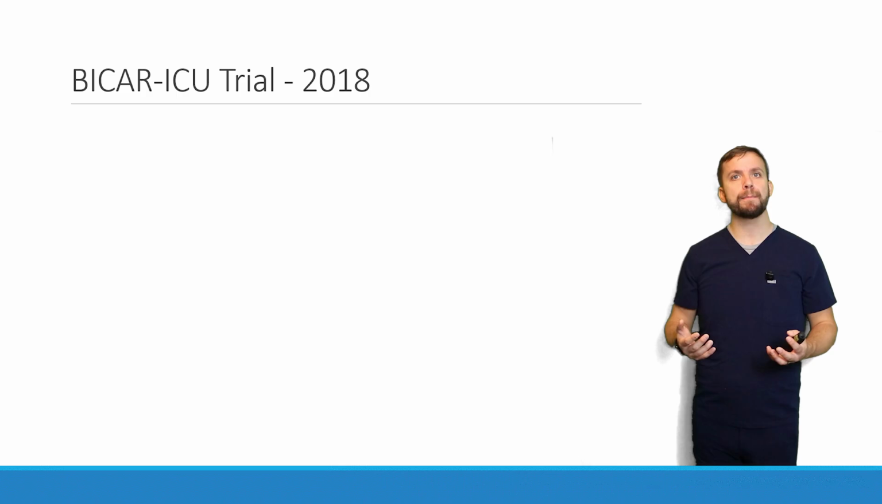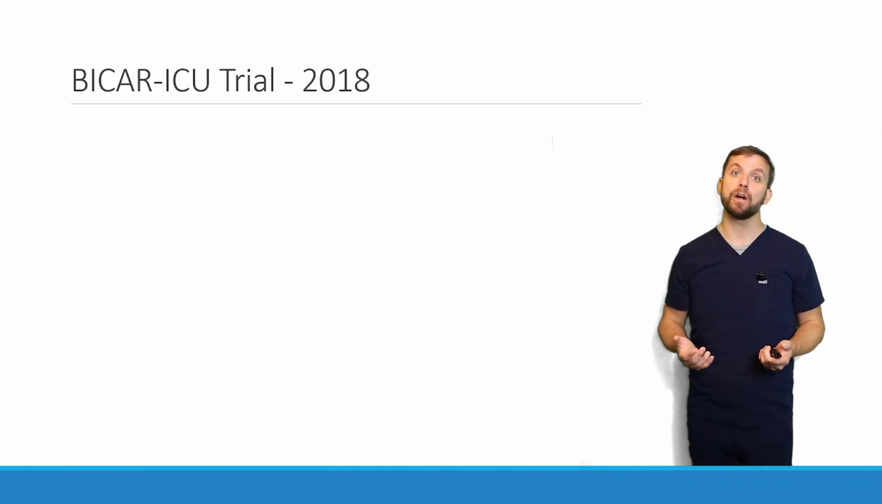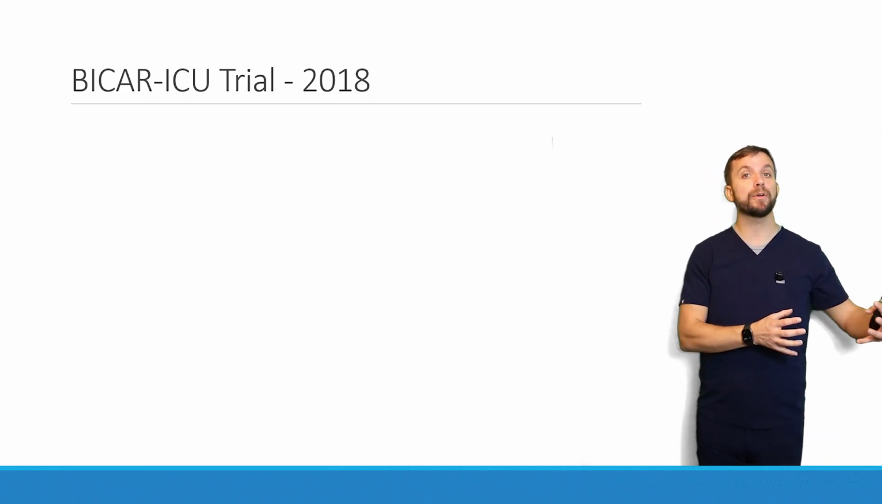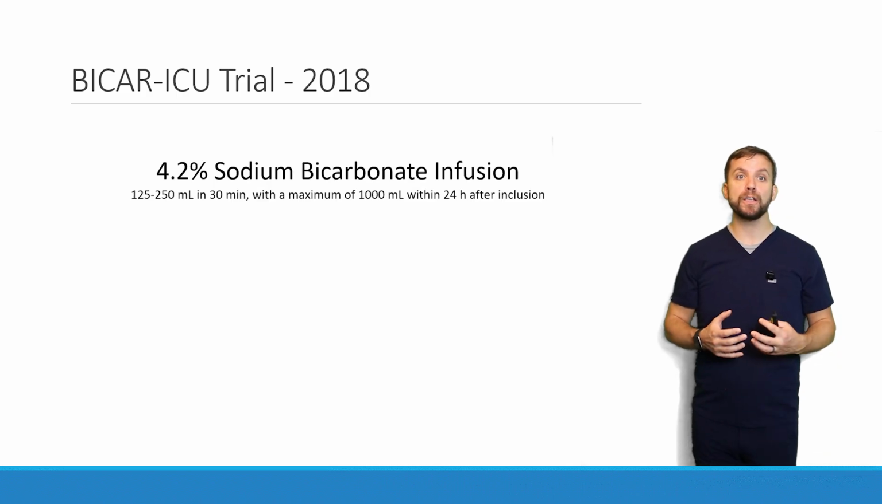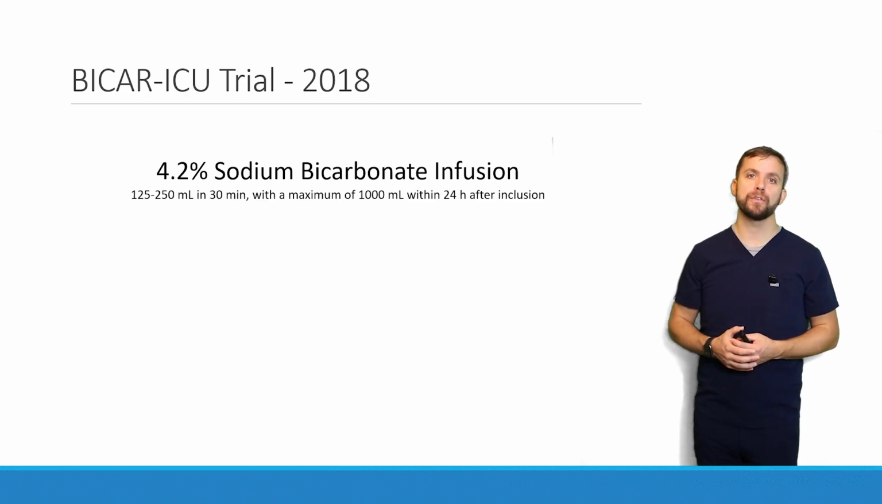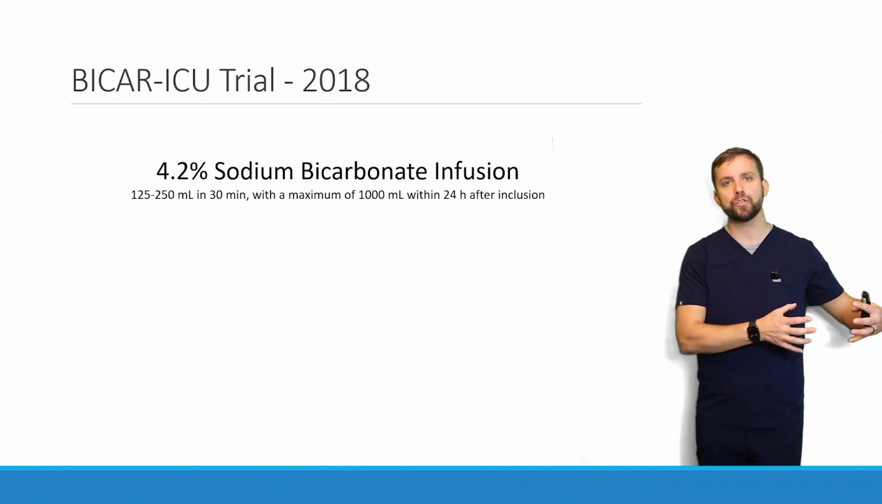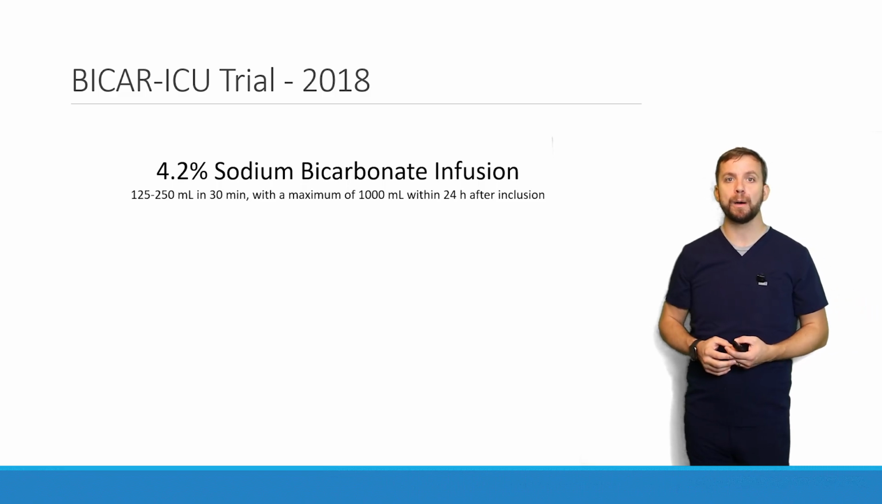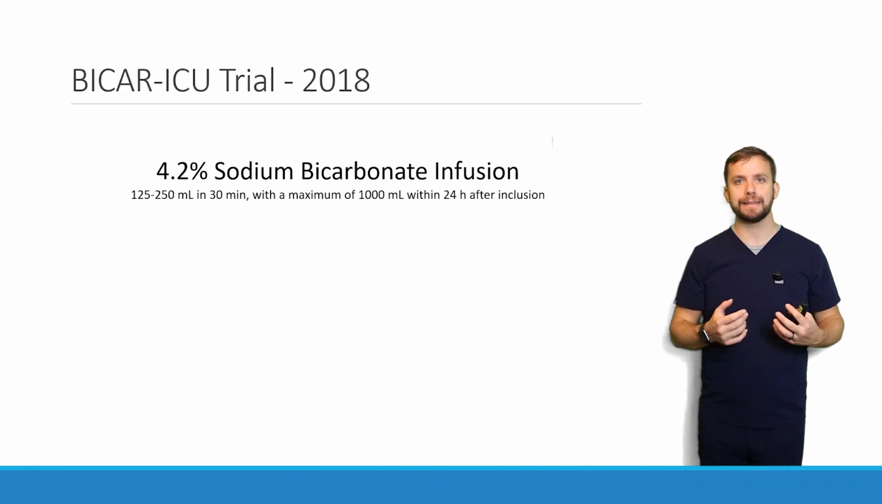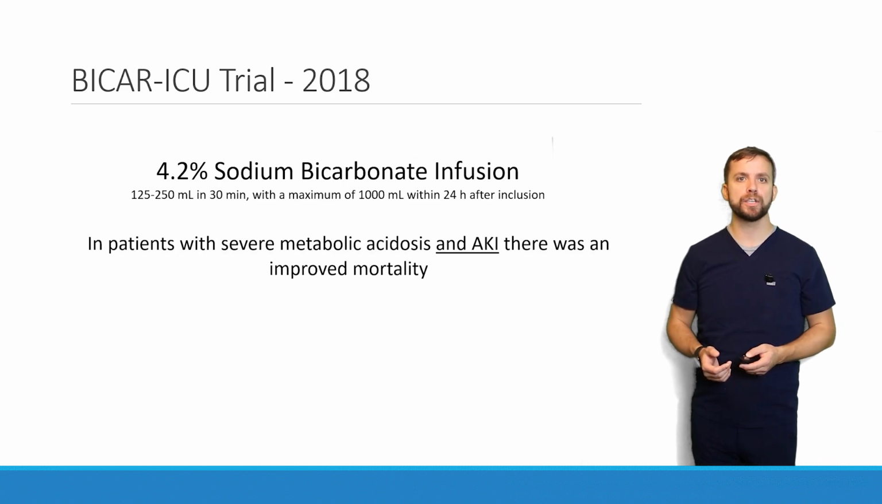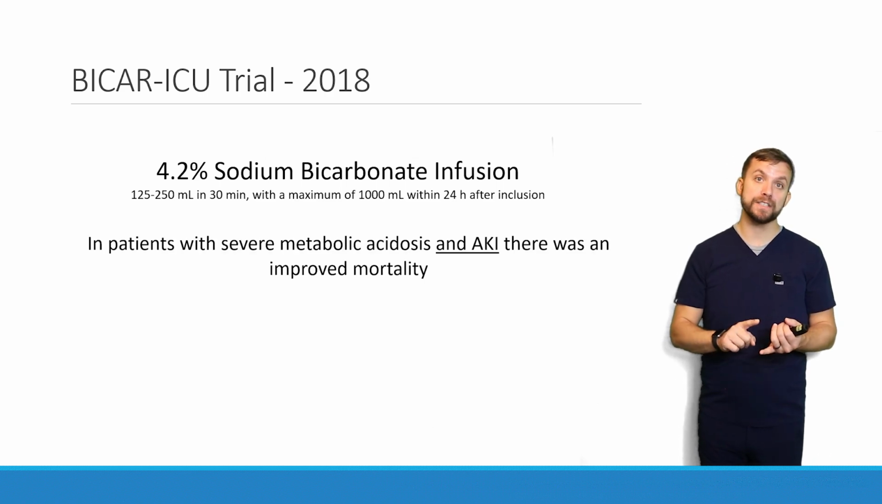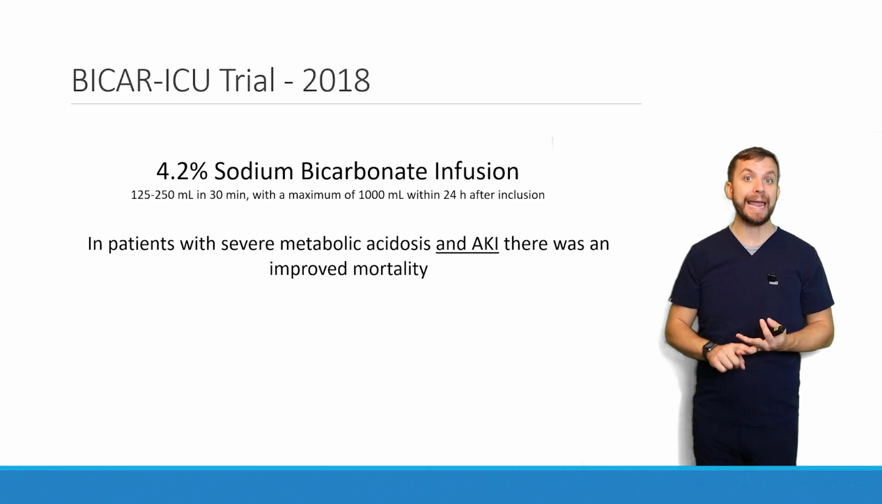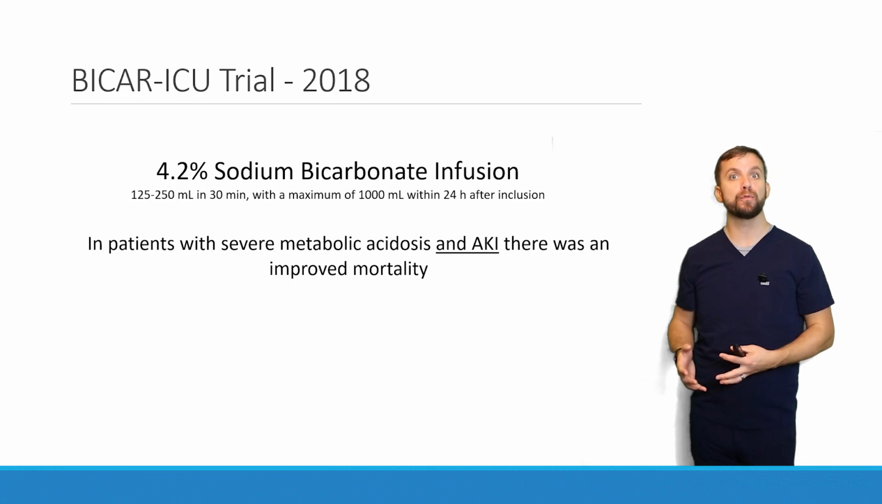The big one that came out was 2018, looking at the BICAR-ICU trial. And this was using hypertonic bicarb. So in this, they used a 4.2% solution of sodium bicarb. And they would give 125 to 250 ml boluses with a max of about a liter within 24 hours after inclusion. And what they found was patients with severe metabolic acidosis and an AKI, they actually improved mortality.